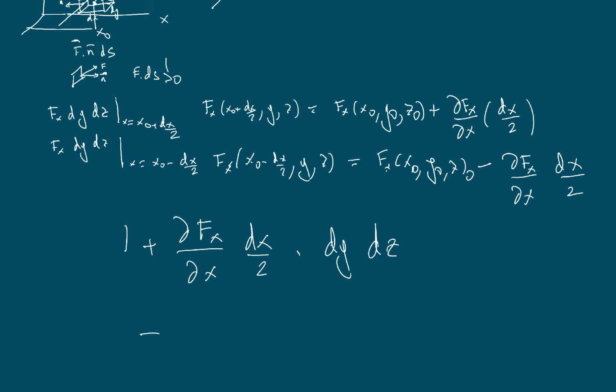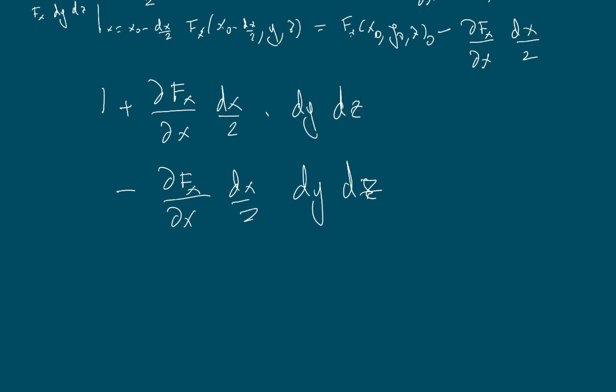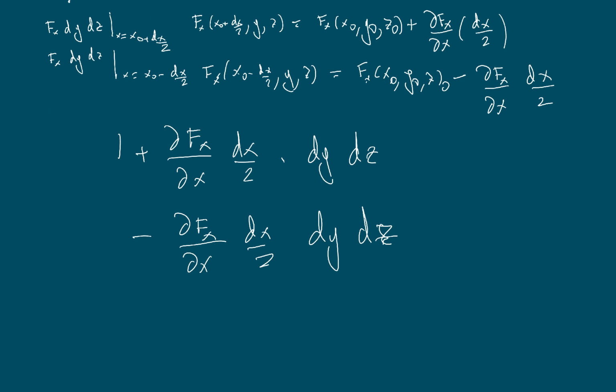What will be the flux through this other side? The other side will be negative and will be this amount minus the partial derivative of f of x with respect to x by dx divided by 2, by dy and dz. And what will be the flux through the two sides? The flux through the two sides will be, entering positive, going out negative.